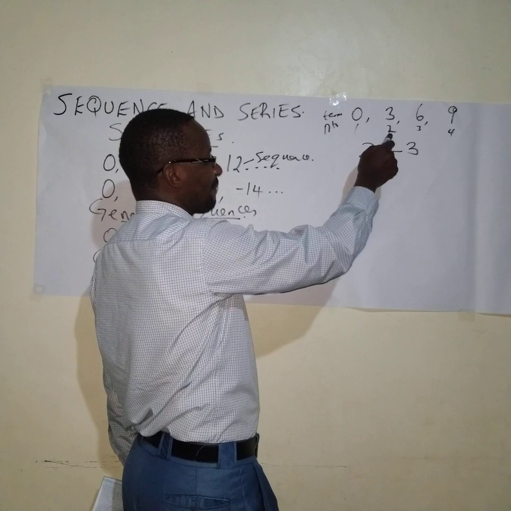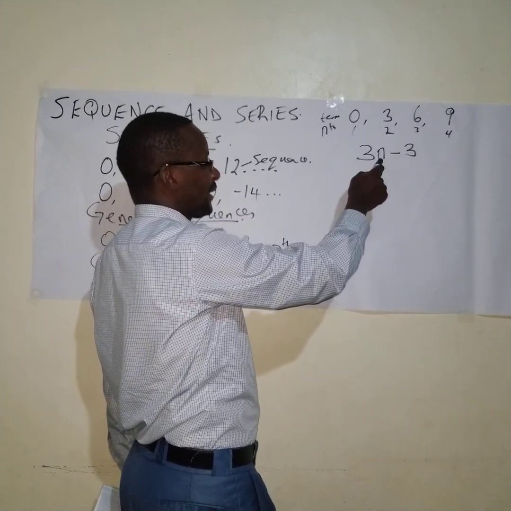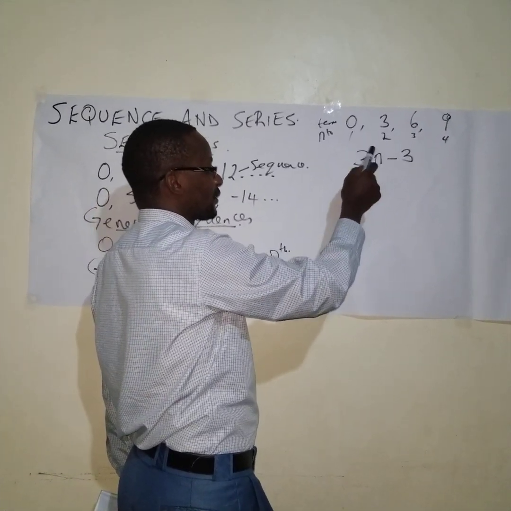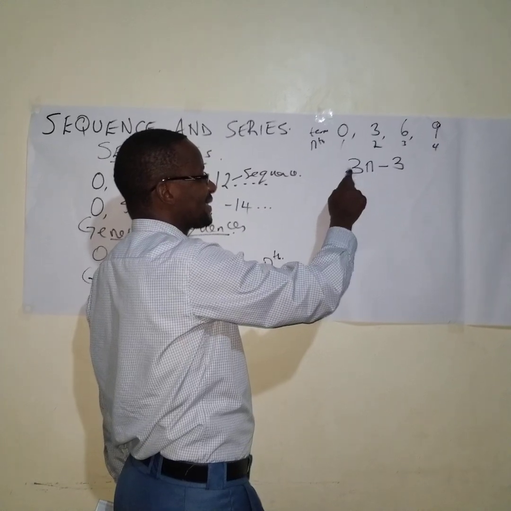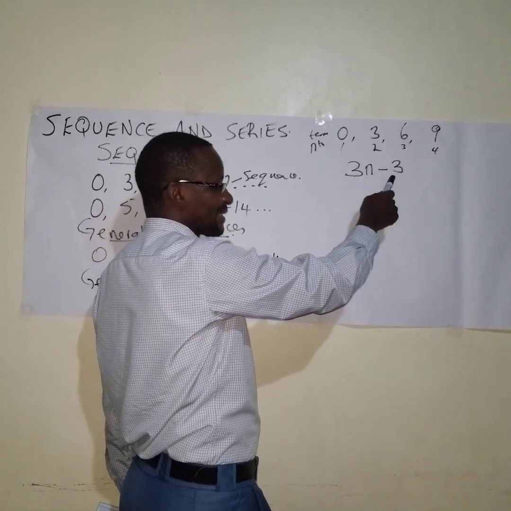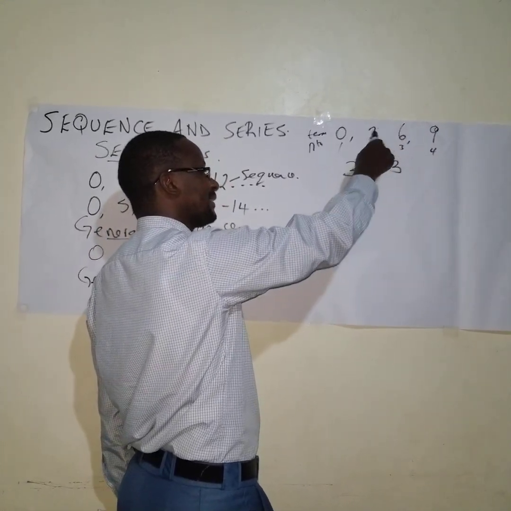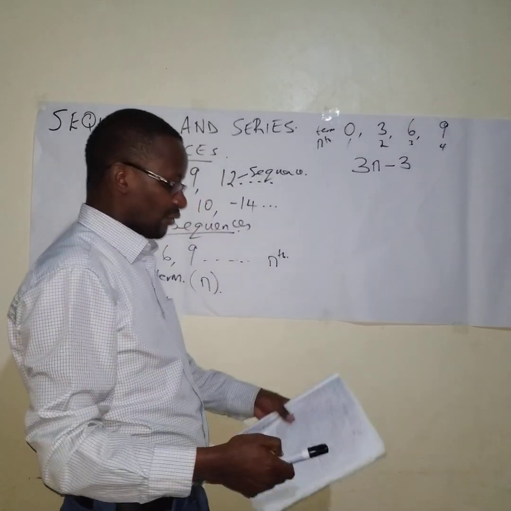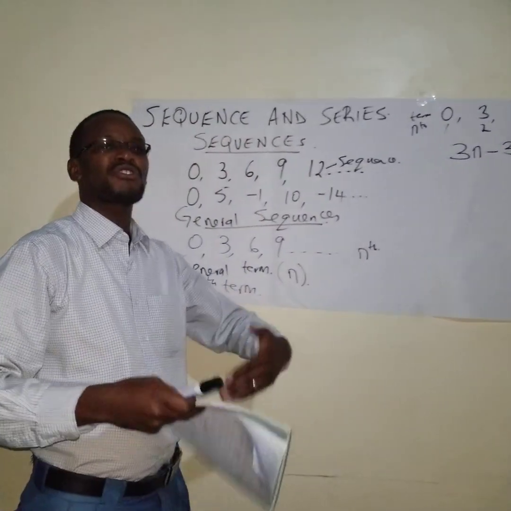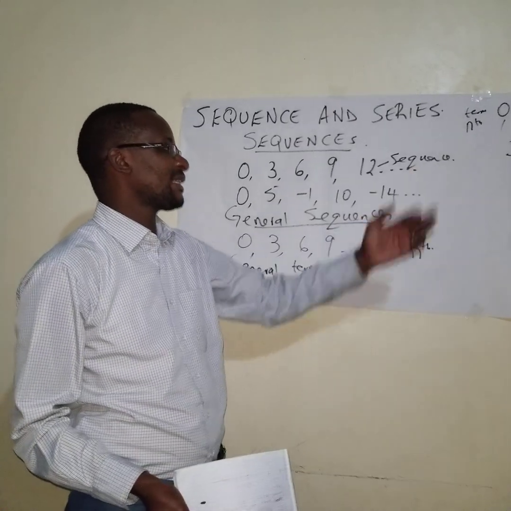For the second term, n is 2. Put 2 here. 2 times 3, you get 6. 6 minus 3, you get 3. Seems to be working. So for general sequences, you use trial and error to get the nth term.